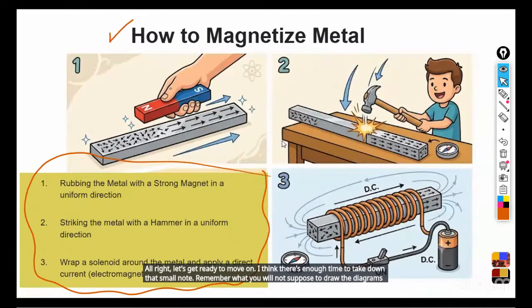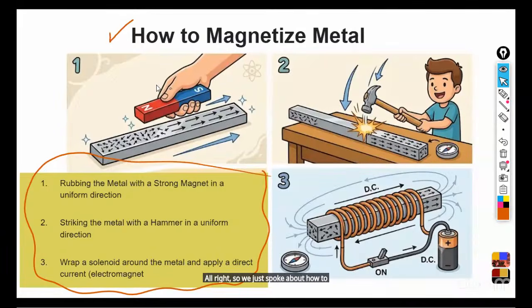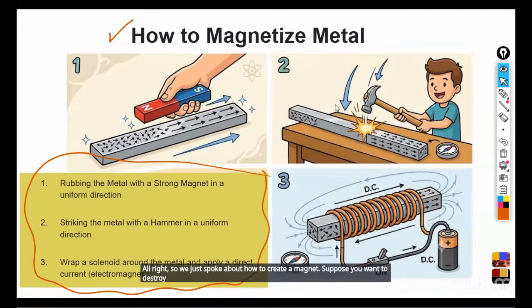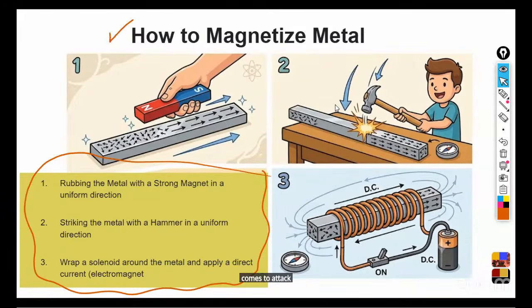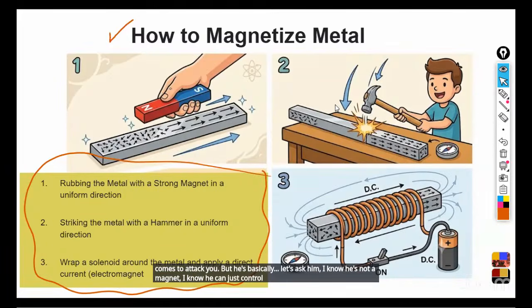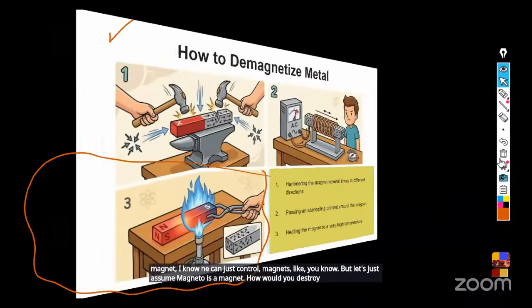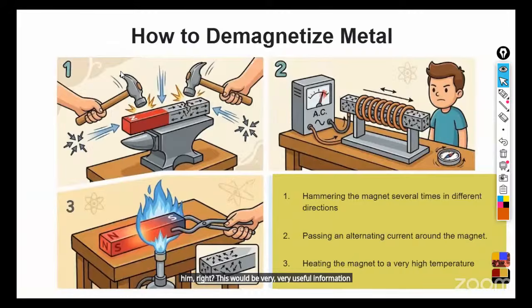All right, so we just spoke about how to create a magnet. Suppose you want to destroy a magnet. Let's say Magneto comes to attack you. Well, let's just assume, I know he's not a magnet, I know he could just control magnets, but let's just assume Magneto is a magnet. How would you destroy him? This would be very useful information for the Avengers, I guess. I don't even know, I don't follow superhero stuff.